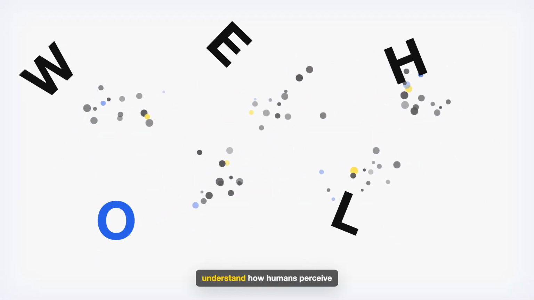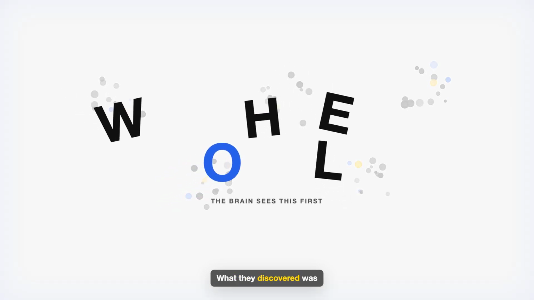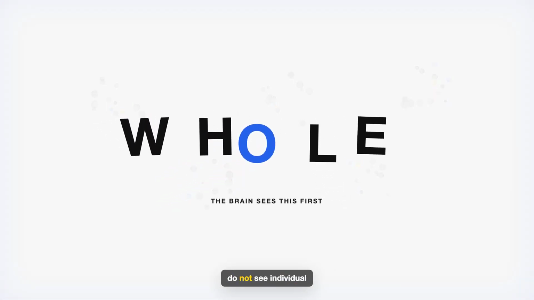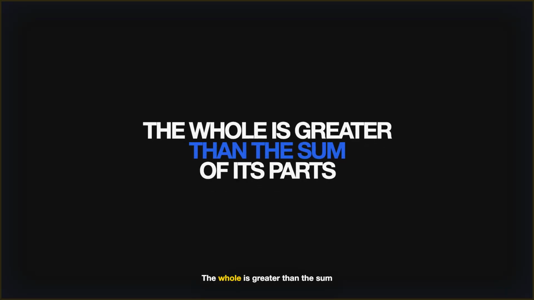Gestalt theory emerged in Germany during the early 20th century. Psychologists wanted to understand how humans perceive visual information. What they discovered was surprising. People do not see individual elements first. Instead, we naturally see the whole before we see the parts. In other words, the human brain is wired to organize information into meaningful patterns. This idea is often summarized by a famous phrase: "The whole is greater than the sum of its parts."